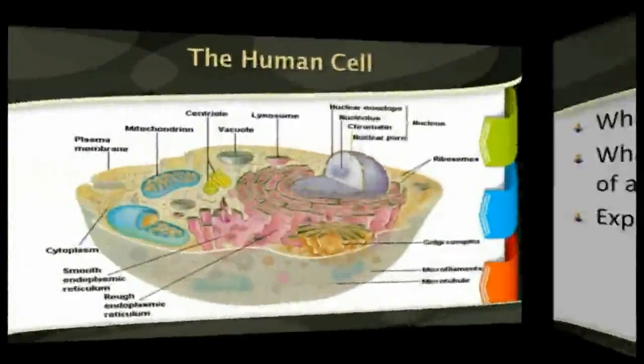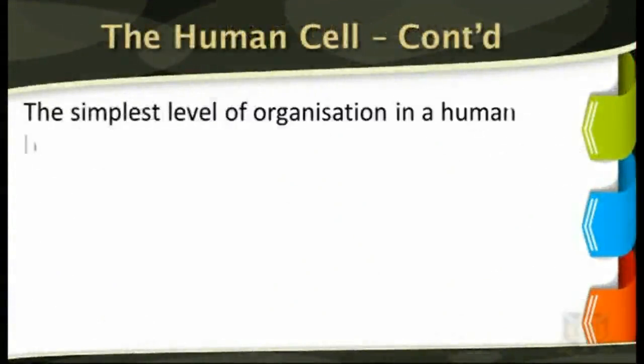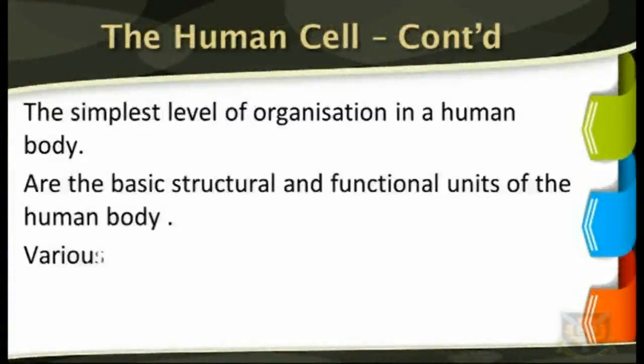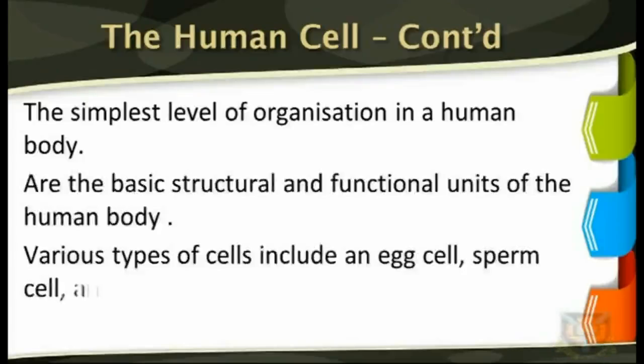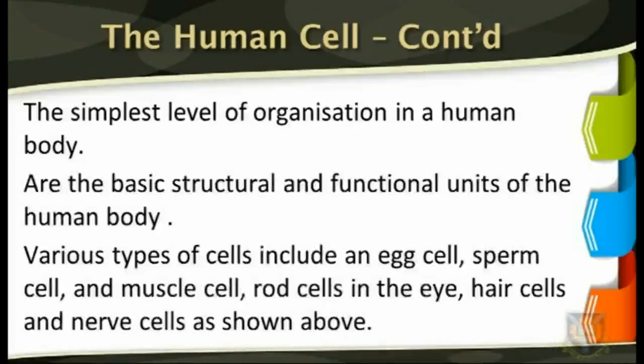The typical human cell. The cell is the simplest level of organization in a human body. Cells are the basic structural and functional units of the human body. There are many different types of cells, such as an egg cell, sperm cell, and mucous cell, rod cells in the eyes, hair cells, and nerve cells, as shown above.